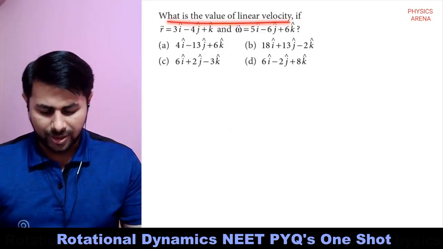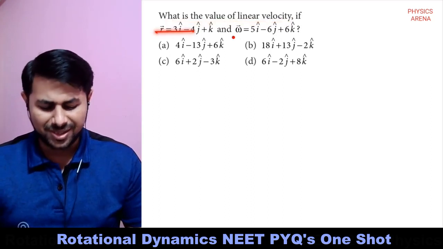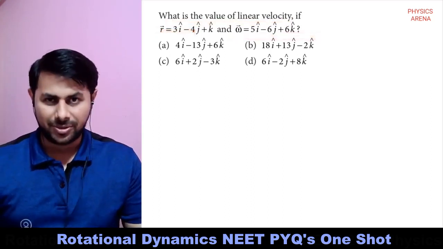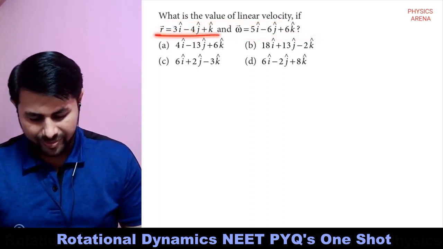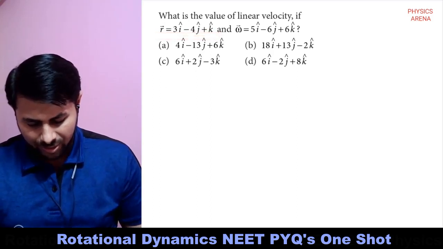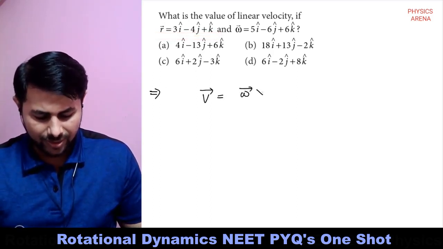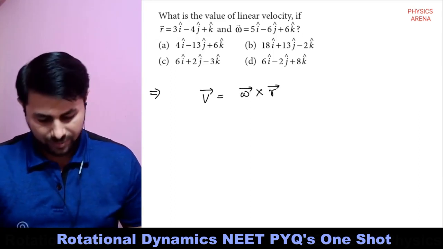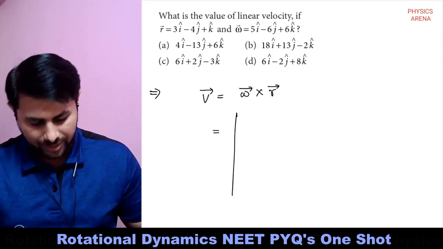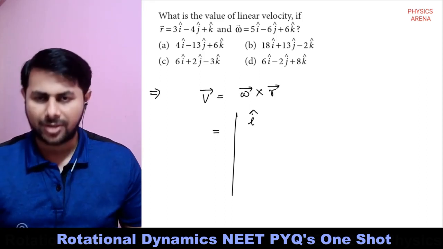So what is the value of linear velocity if r bar is this, omega bar is this? These are all neat questions. Okay, so how do we find it? V bar is equal to omega bar cross r bar. So it is equal to what? We know how to find the vector product.